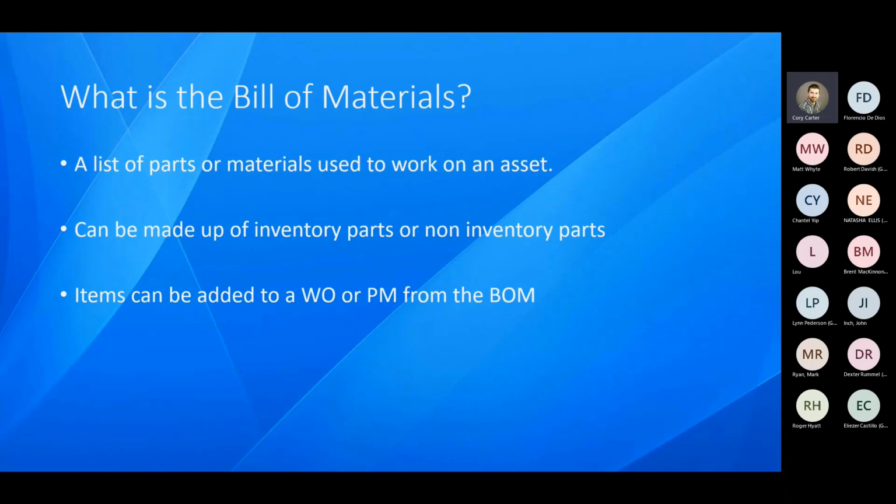And when you do it with non-inventory parts, and I'm going to show you one here in just a moment that I set up, you can use the description fields to describe exactly what it is, so that when we're looking at the list of parts, at that bill of materials, we can see exactly what those parts are. I'll show you some of the details I was able to put in. Then, lastly, as I mentioned, the items can be added to a work order or a PM directly from the bill of materials. So let me show you what I mean.